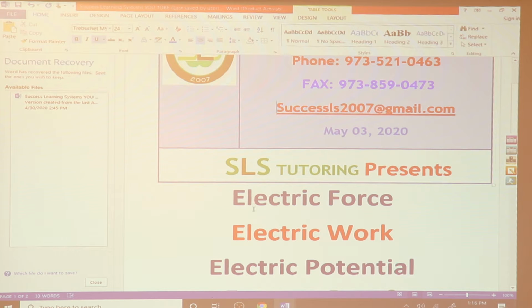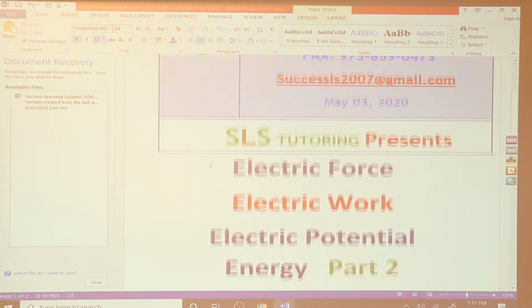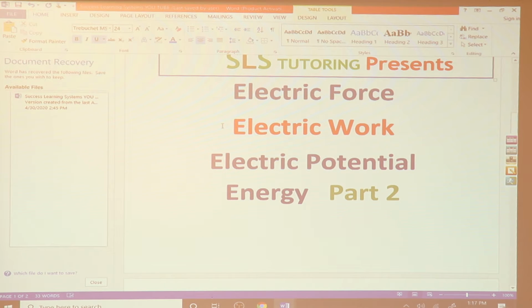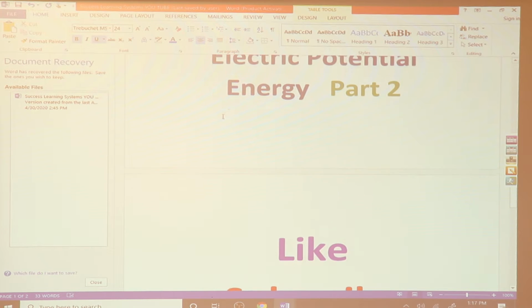Today we will finish what we started, or we're going to try to finish some of these topics in physics. Yesterday we started with the electric force. We're going to try to get to electric work and electric potential energy.